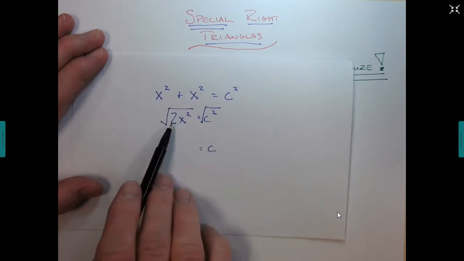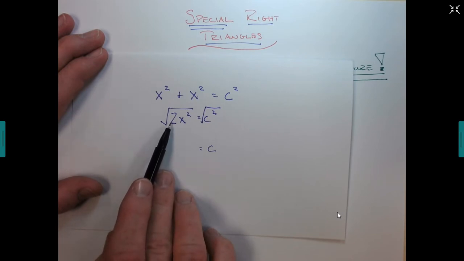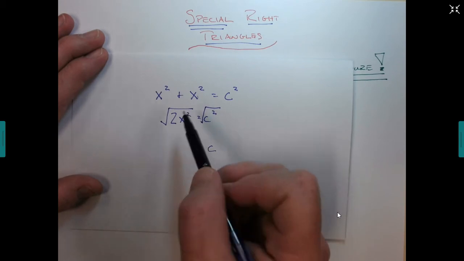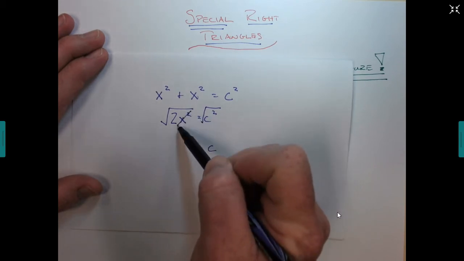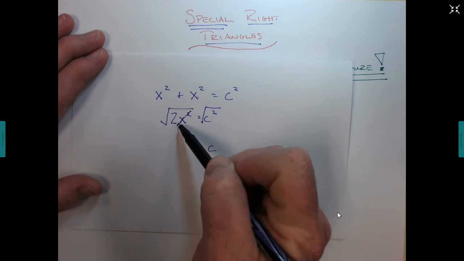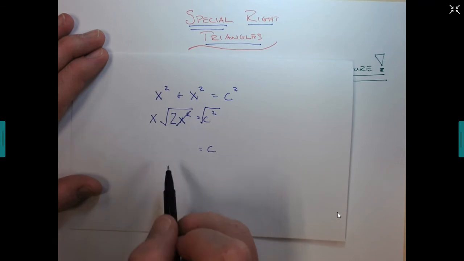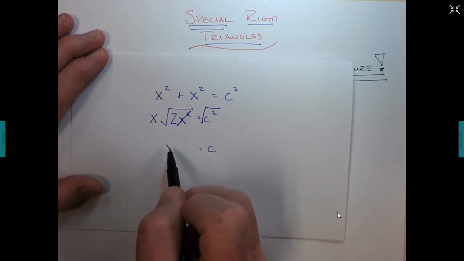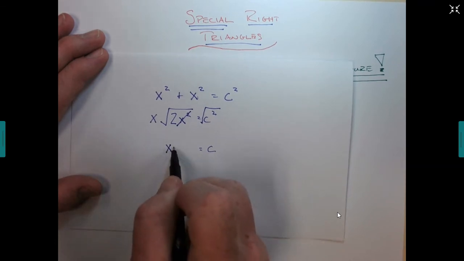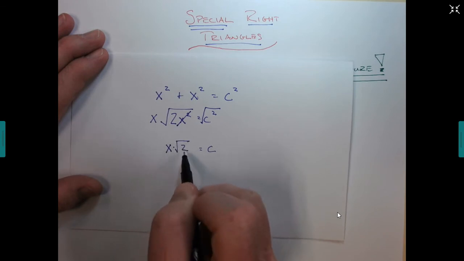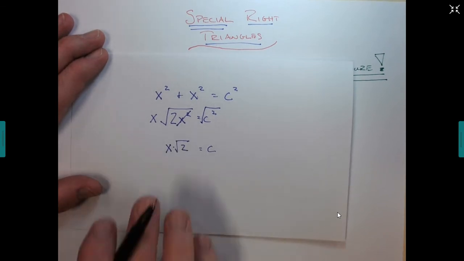But if we're looking at this situation, the square root of 2, I don't know what the square root of 2 is. You probably don't know what it is either. But I do know the square root of X squared allows me to bring an X out here. That means that the third side has to be whatever that number that I already knew was times the square root of 2.